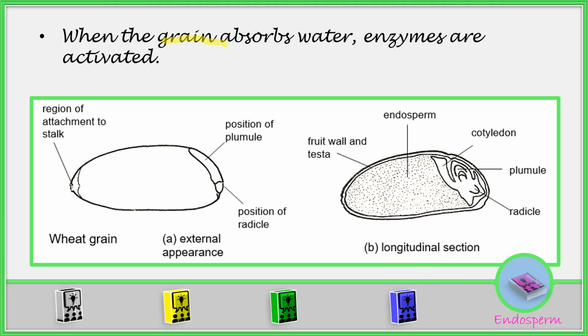When the grains absorb water, enzymes are activated. So the grain is going to absorb water, and when it absorbs water, the enzymes inside are going to be activated. That is now going to set up the process of germination.